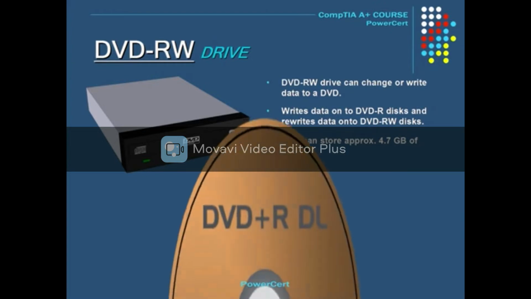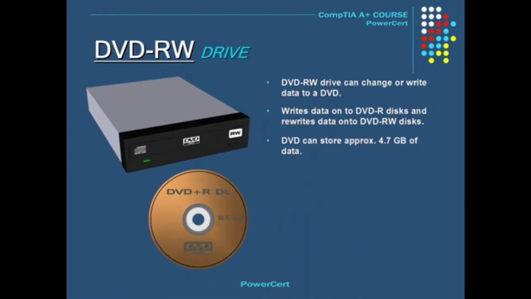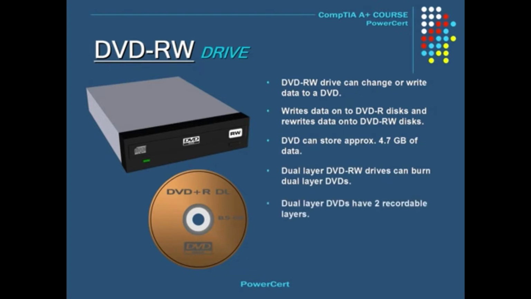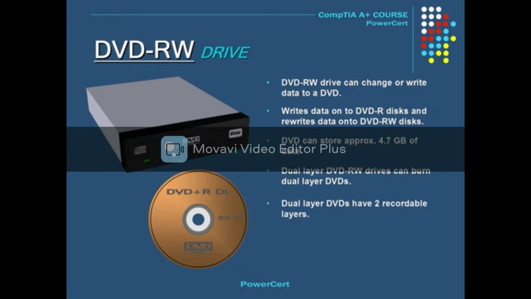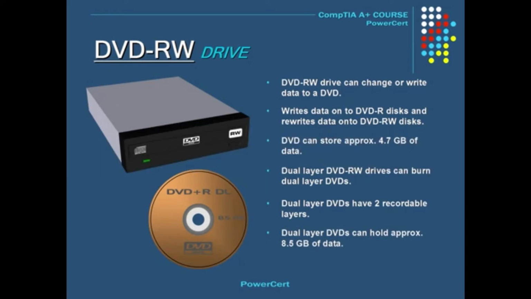And some DVD burners have the capability of burning dual-layer DVDs. And these are called dual-layer DVD-RW drives. Dual-layer DVDs have two recordable layers, so they can store nearly twice the amount of data than a regular DVD. Dual-layer DVDs can hold approximately 8.5 gigs of data.